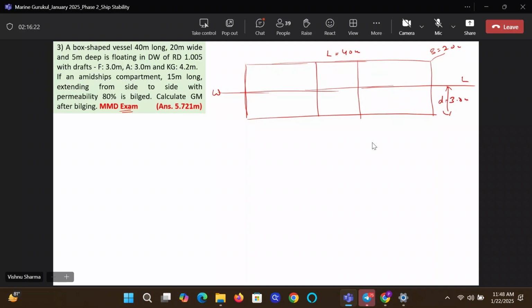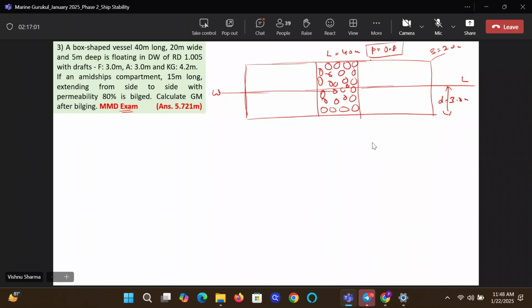Is this what you have made in the intact condition, guys? Yes or no? Now, when there is cargo, how do you represent the cargo? You can represent the cargo like this. So please learn this now. And in our inherent assumption, we have said it is filling up the full cargo compartment, right? This represents the presence of cargo. And I can write down here permeability. It is 80% or 0.8. 80 upon 100 is 0.8, right?